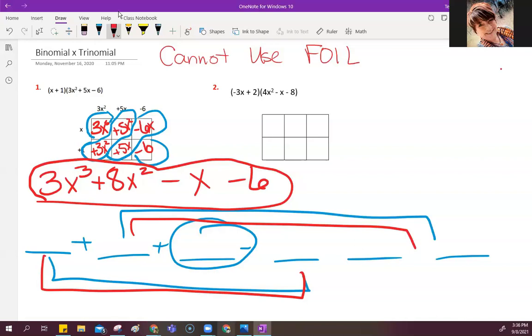I'll fill this one out. You'll see, it's a 2 by 3. Put my signs with the number so you don't forget anything when you're multiplying on the inside. The signs are important. You'll miss it, remember. So we've got a negative 12x cubed. That's a positive 3x squared. A positive 24x. That's a positive 8x squared. Negative 2x and negative 16.